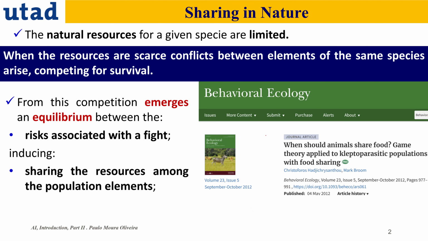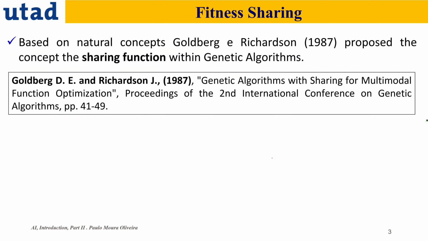This is a topic of research. For instance, this is an article published in the journal Behavioral Ecology, with the title "When Should Animals Share Food? Game Theory Applied to Kleptoparasitic Populations with Food Sharing." So this is a well-known topic, and it inspired Goldberg and Richardson in 1987 to propose the sharing function within genetic algorithms. This is the article. It was published within multimodal function optimization.